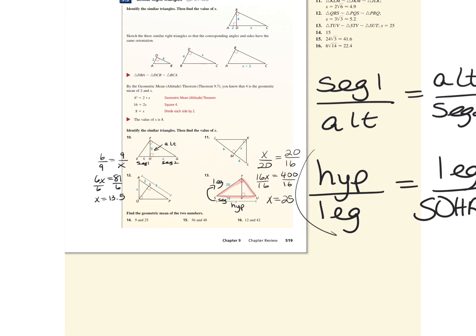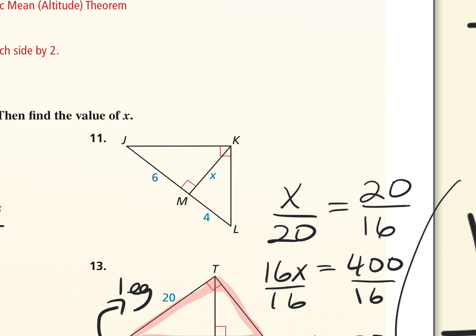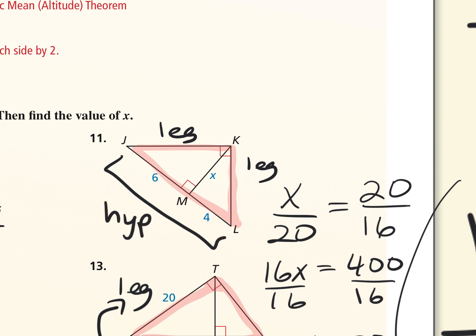Let's say I wanted to label the parts here. So here is my original triangle. This is a leg, and then this is my hypotenuse. Notice the X, this is the altitude. And then the segments are the 2 pieces of the original hypotenuse. This could be segment 1, this could be segment 2. Really, where you put the 1 and the 2 doesn't matter.